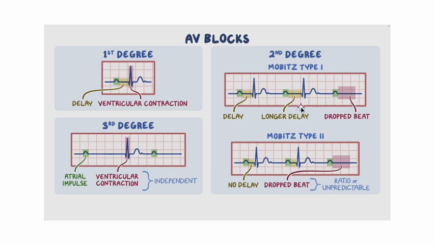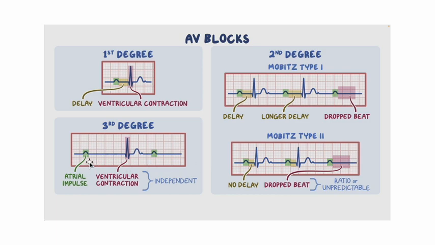You have something similar with what's called type 2. So this is called Mobitz type 1. Sometimes it's also called Wenckebach. Mobitz type 2 is very similar. It's also a second degree. In this case, the distance between the P and the QRS stays the same, but then you drop, right?